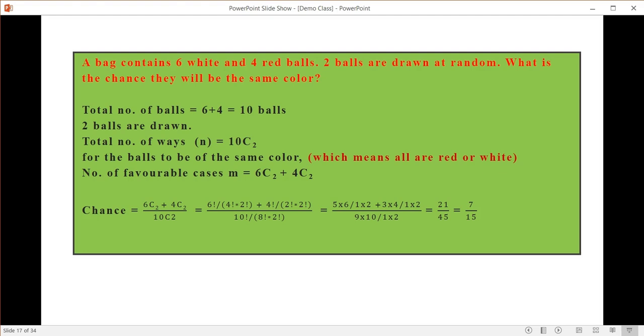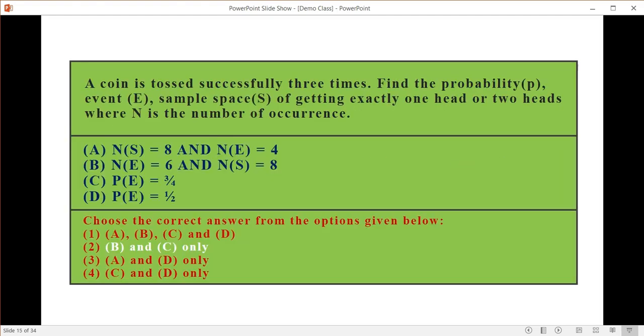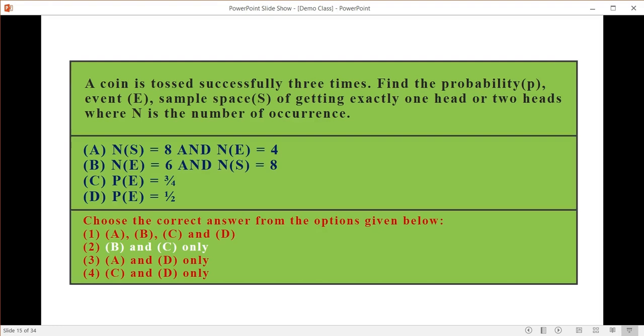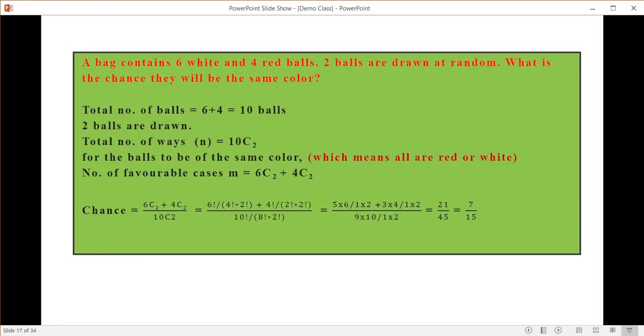There are 6 white balls. Suppose the two balls are white, then the possibility is 6C2. The two balls are red means the possibility is 4C2. So this is the nCr value. We have to know the total number of outcomes, then the favorable cases. The probability formula is the number of favorable outcomes divided by the total number of possible outcomes. So here the value is 6C2 plus 4C2 divided by 10C2.